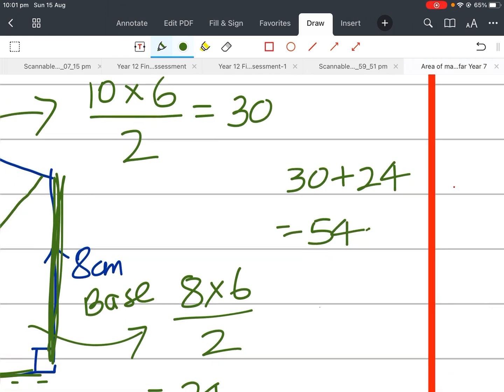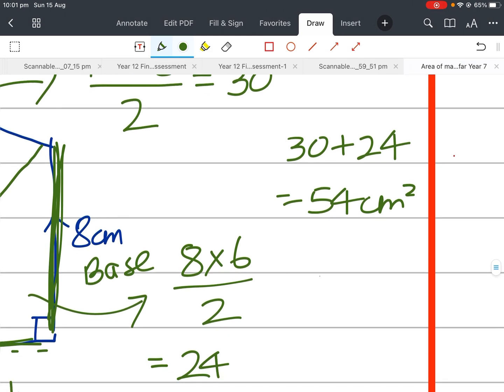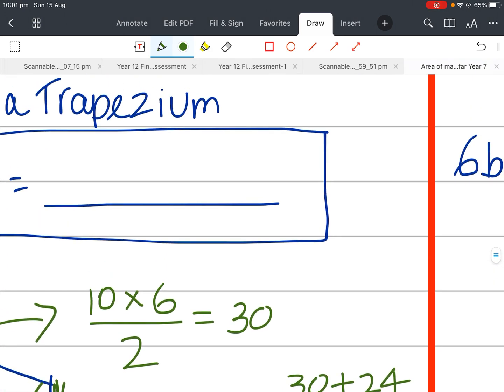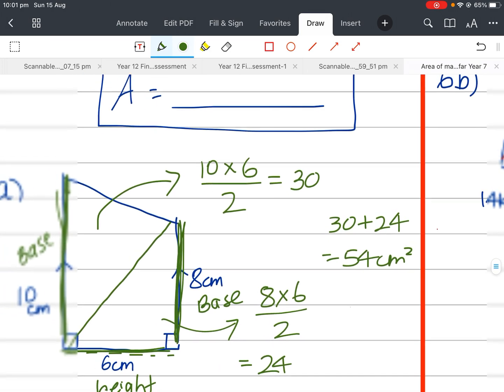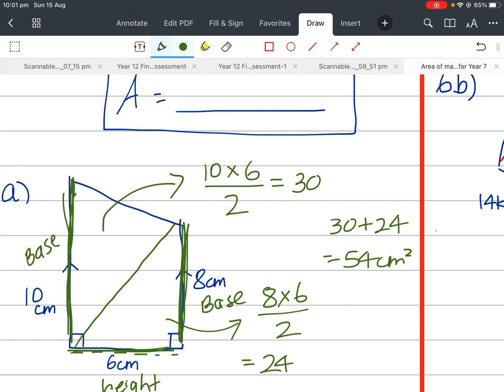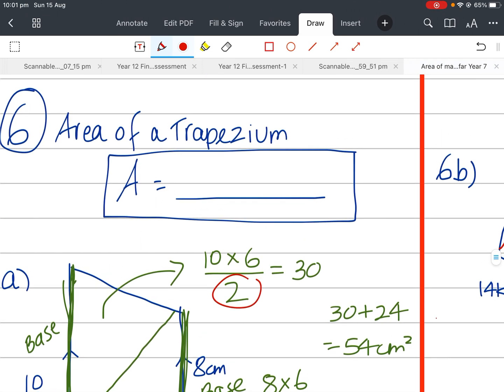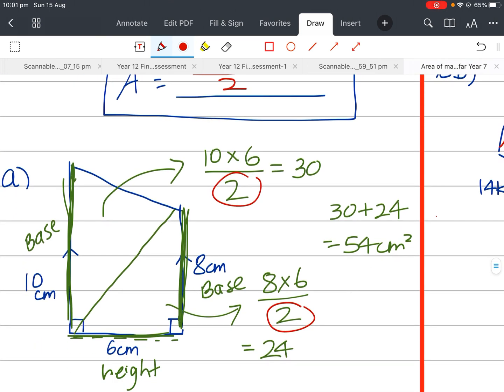Now, if you want to do it that way, that's okay. But the shortcut method, if you remember, was this. Now, we have to have a look and see what are we doing that's similar in all of this. So hopefully you noticed we're dividing by 2 both times. Yes? Okay. So I'm going to put that in our formula. We are dividing by 2. What's the other thing we're also doing? We're multiplying both of them by 6. Okay, and what's 6 represent again? That's the height.